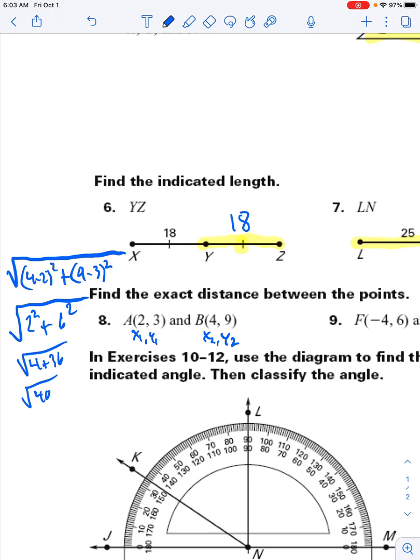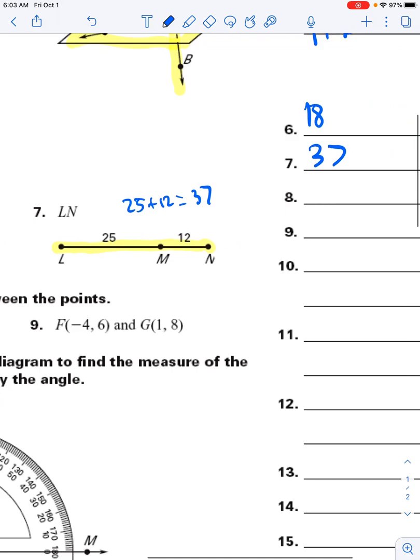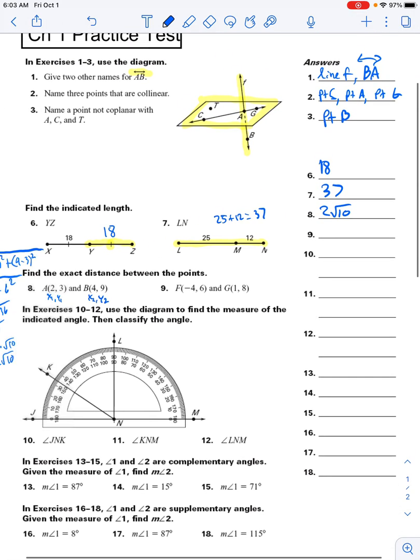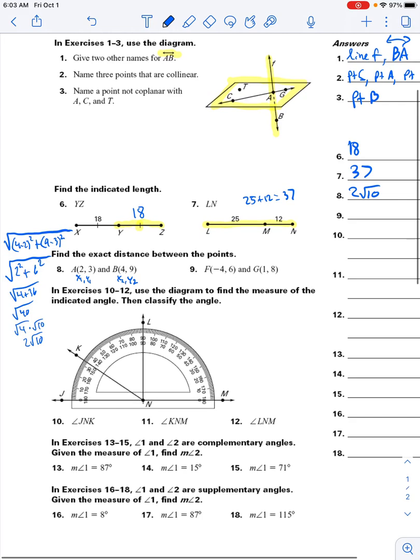And again, we usually like to simplify our radicals all the way. So I can say, hey, this is like the square root of 4 times the square root of 10, which is 2 square root 10. So I'm going to say that the distance of those points is 2 square root 10. And again, that's because I had to simplify it.